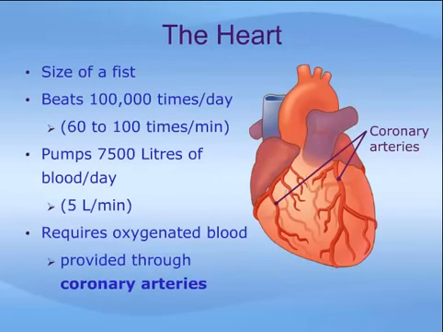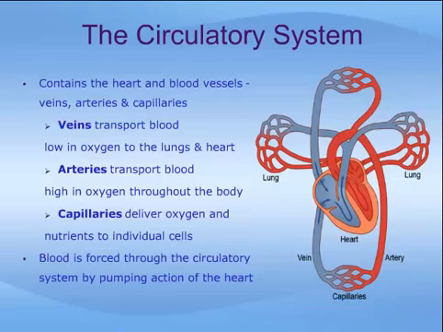Blood is forced through the circulatory system by the pumping action of the heart. Merely the size of a fist, the heart beats about 100,000 times and pumps nearly 7,500 liters of blood around the body in a single day. The heart muscle itself requires a plentiful supply of oxygenated blood, which is provided through the veins, arteries, and capillaries. Veins transport blood that is low in oxygen to the lungs and heart. Arteries transport blood high in oxygen away from the lungs and heart to the rest of the body. And capillaries deliver the oxygen and nutrients to the body's individual cells.